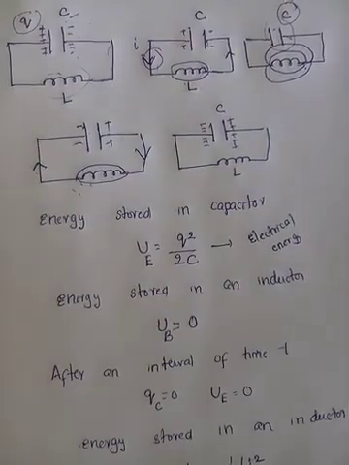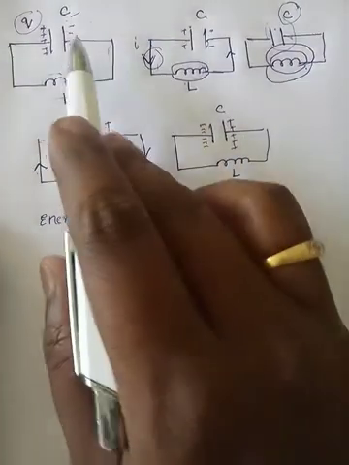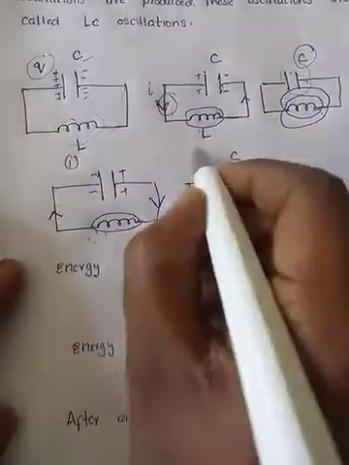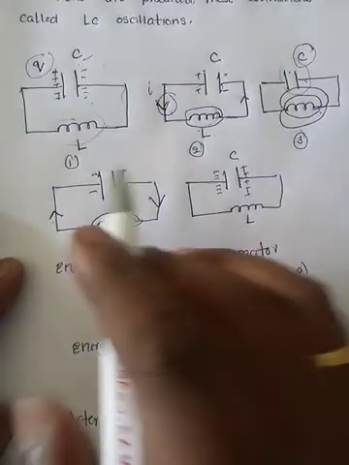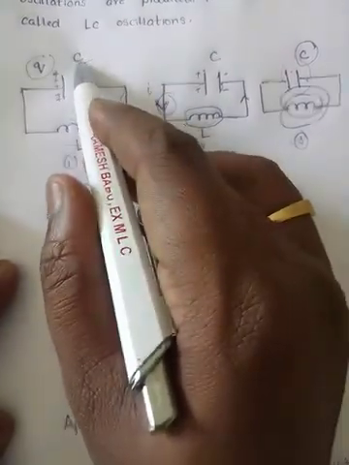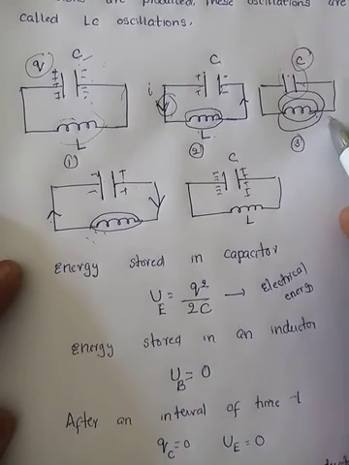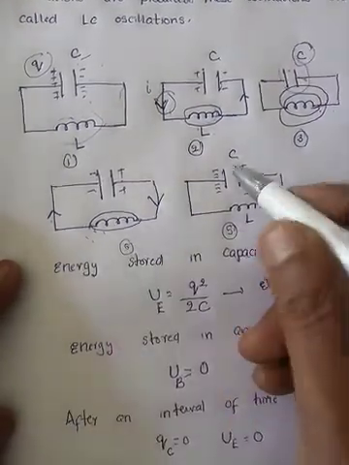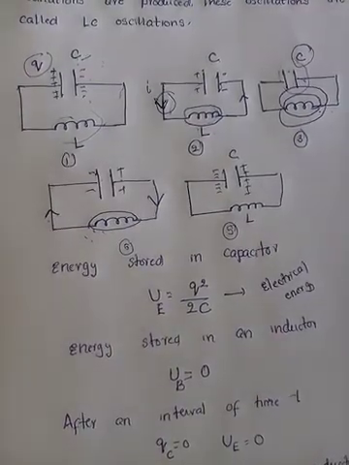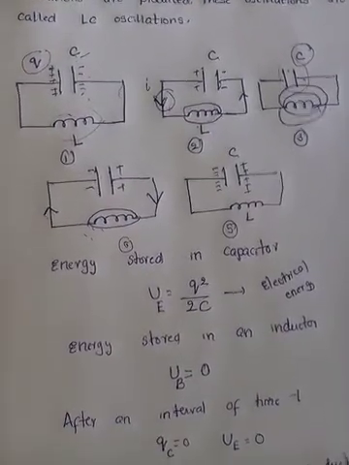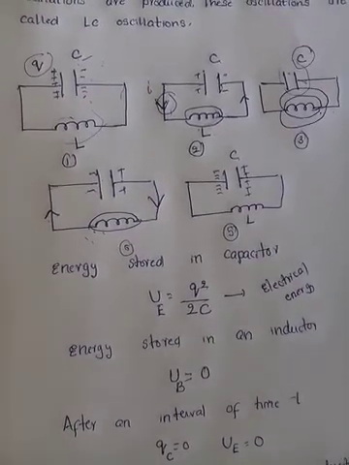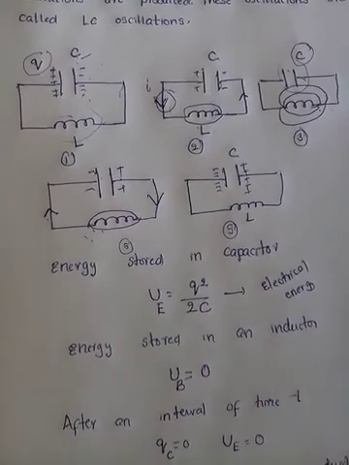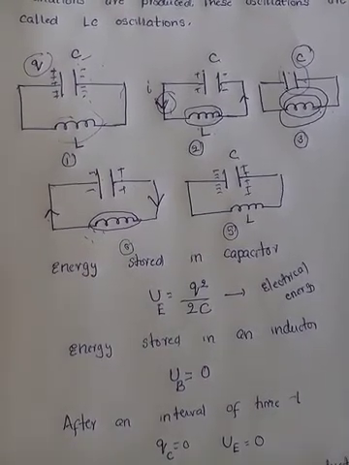If you observe here, for every small interval, take the steps 1, 2, 3. From the first step to the third step, electric field energy is completely converted into magnetic field energy. From 3 to 5, again the magnetic field energy is converted into electric field energy. Means the variation of charges happens from capacitor to inductor, inductor to capacitor: electric field energy is converted into magnetic field energy, and magnetic field energy is converted into electric field energy.